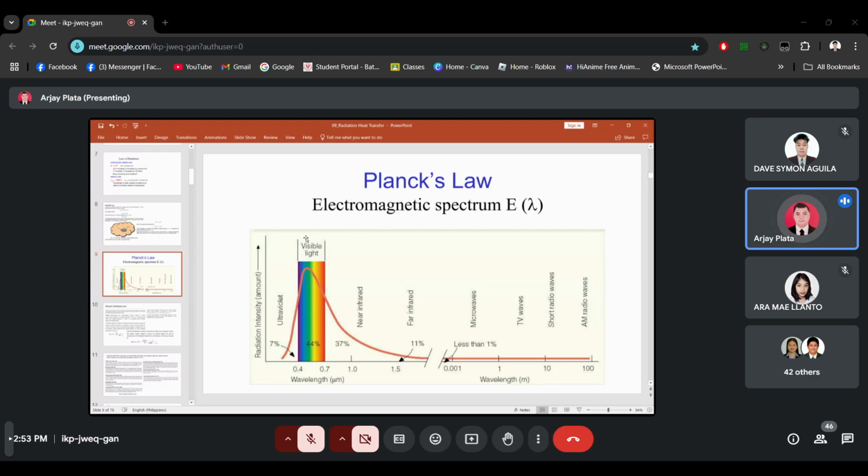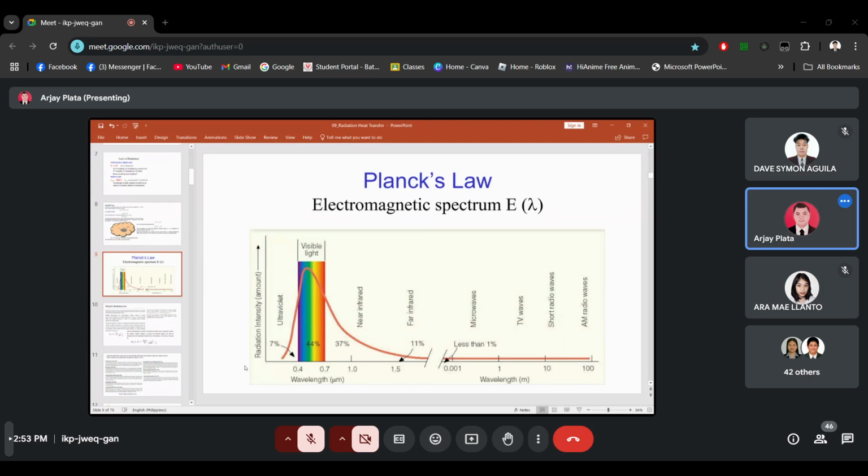I think it's the color of the rainbow. So between 0.4 and 0.7 micrometer wavelength is the only electromagnetic spectrum that we are able to see. After that, ultraviolet, so we cannot see it again. It varies with the wavelength. If the wavelength is between 0.4 and 0.7, we can see it. That's why we can see different colors.